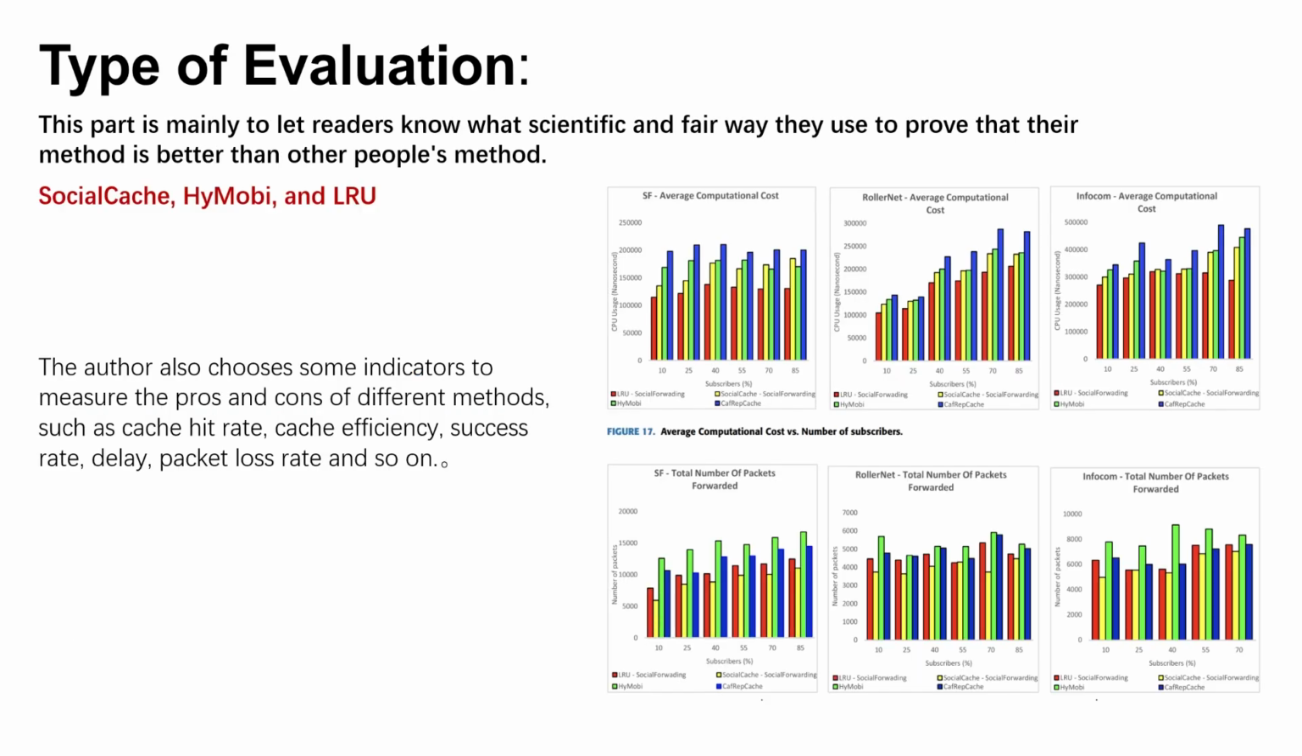This is the part where the authors describe how they evaluated the effectiveness of their method and what criteria and methods were used to compare their method with others. The authors use the M simulator and then choose 3 methods related to theirs to compare, namely social cache, HiMobi, and LRU.